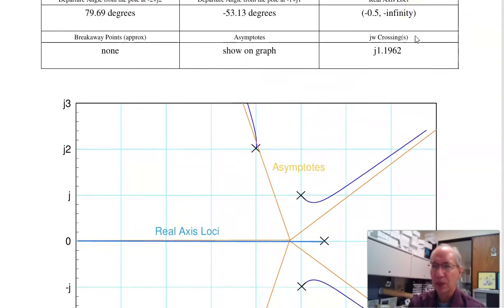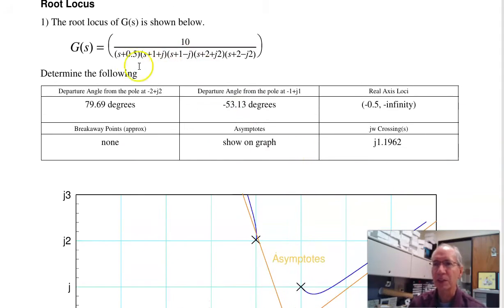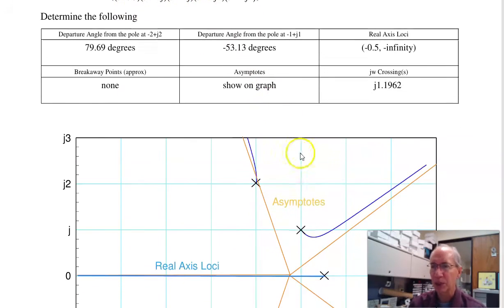The breakaway point, there aren't any breakaway points. The asymptotes, there are 5 poles, so there's 5 asymptotes. The center of mass is the average of -0.5, -1, -1, -2, -2. Gives you -1.3. So I start here and split apart 5 different ways.